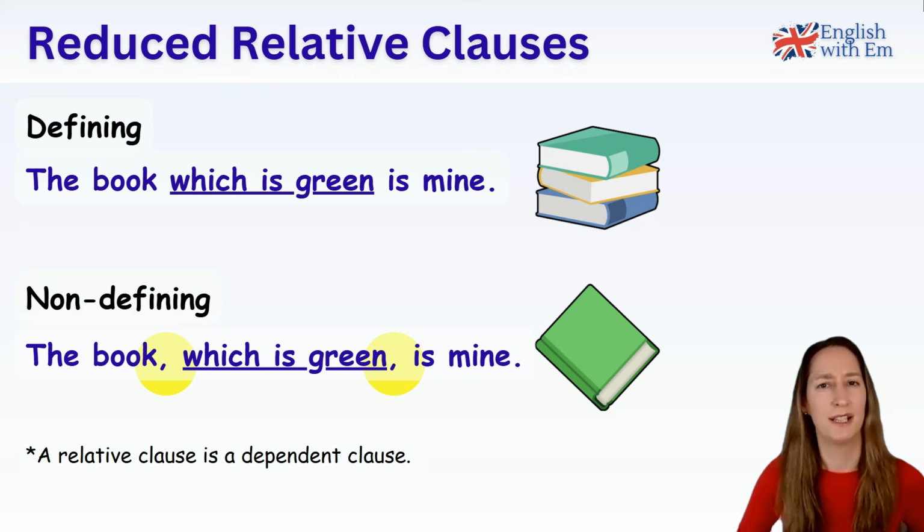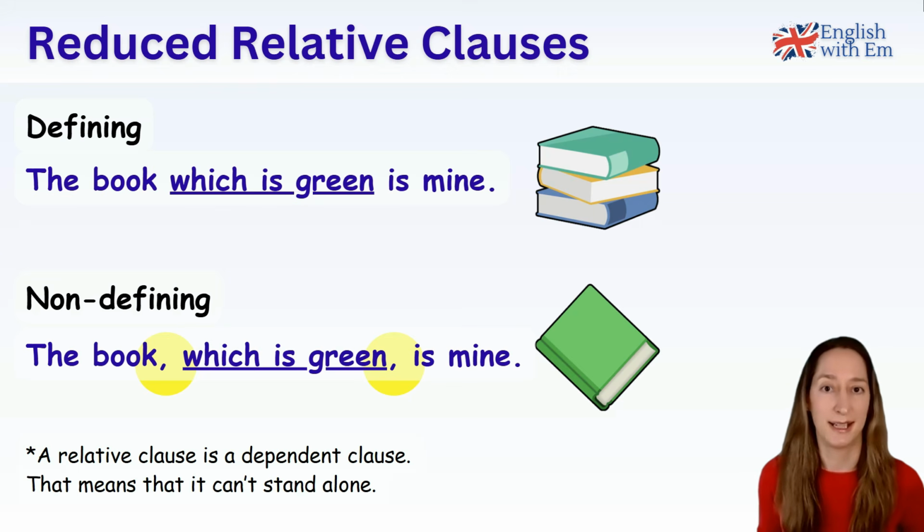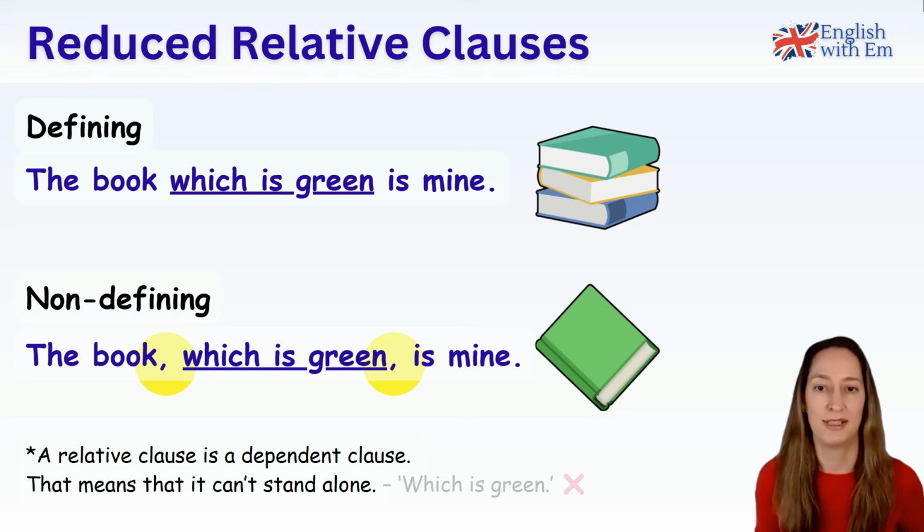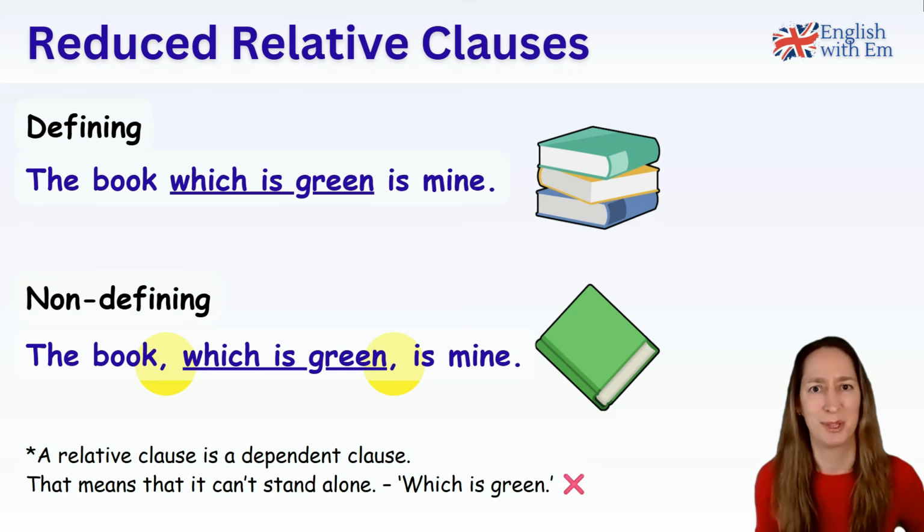And a relative clause is a dependent clause. That means that it can't stand alone. So if you just say, which is green, it doesn't make sense. What are we talking about?